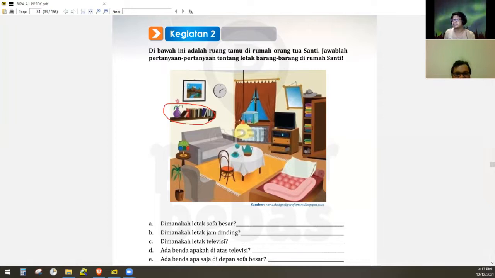Okay, so jendela, can you repeat jendela? Jendela. Yes, perfect. That is question A. Shall we go to question B? Read the question and try to answer it. Di manakah letak jam dinding? Dinding is the wall. Okay, dinding. Di manakah letak jam dinding?